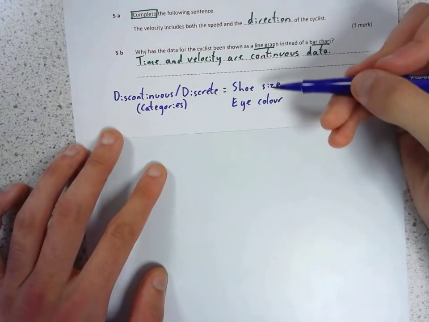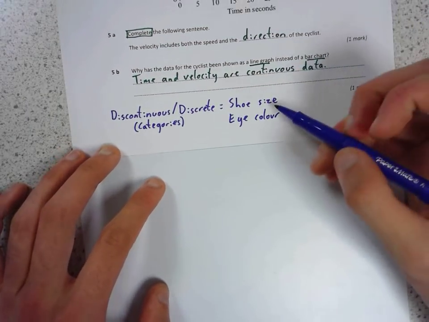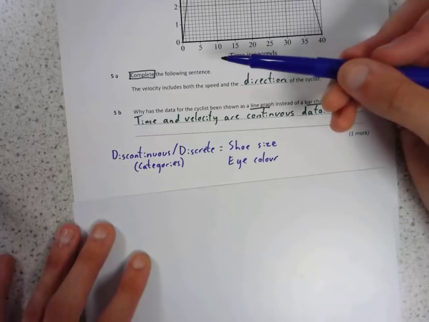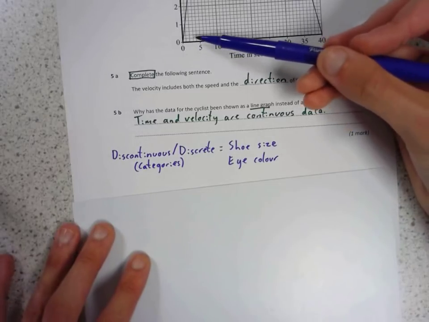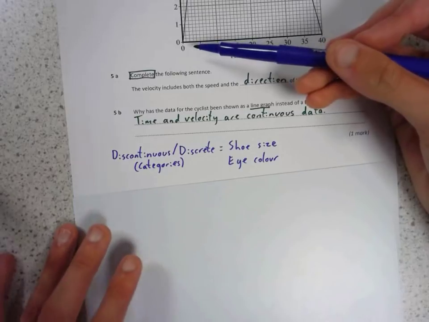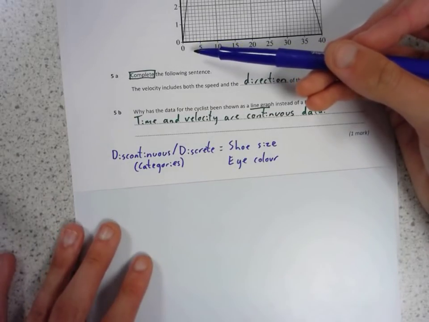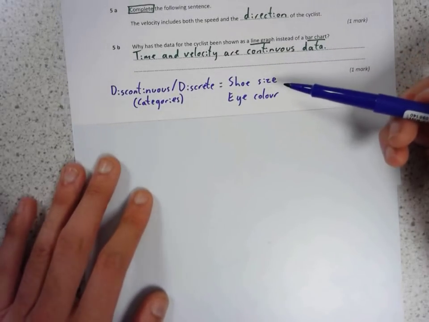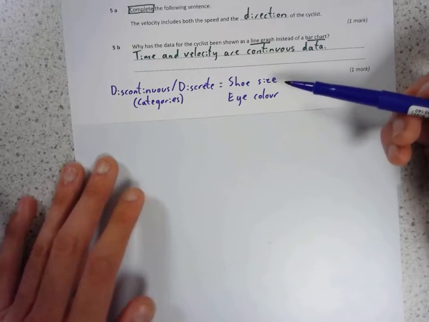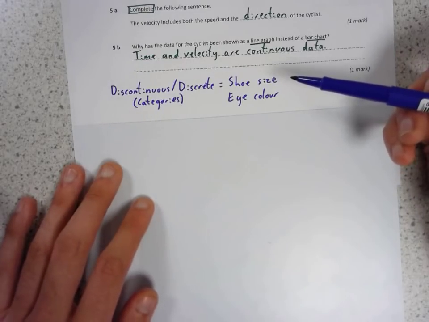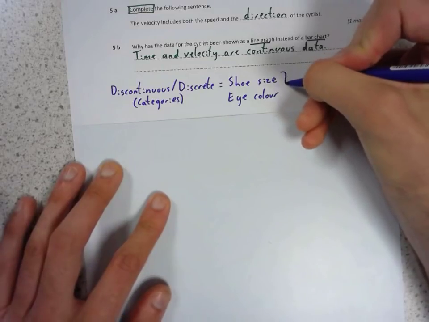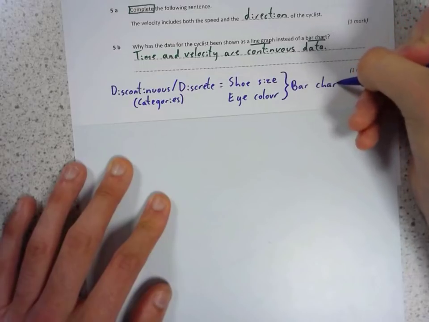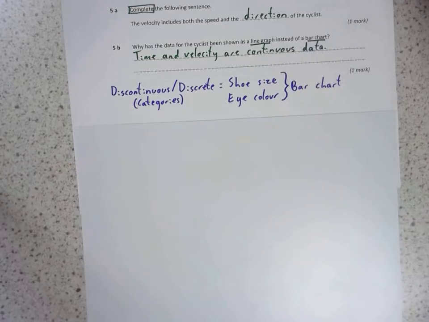We can only have these in distinct categories, whereas something like continuous data we can constantly break down into smaller categories. So for example, time is continuous data, so the time could be 5 seconds, it could be 2 seconds, it could be 1.5 seconds, 1.125 seconds, and so on. I can constantly break it down into smaller and smaller parts. Shoe size is either a 7 or a size 8. You can get a 7.5, but you can't get a shoe size 7.354. So this type of data, discrete data, would be plotted on a bar chart, whereas continuous data on a line graph.